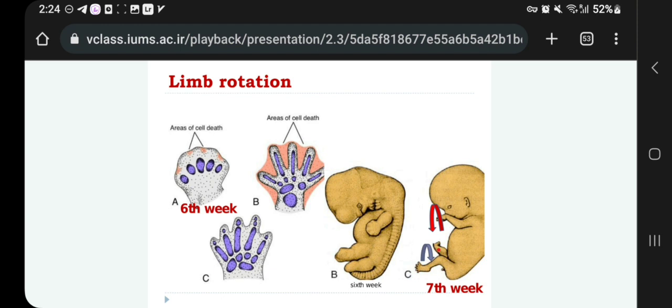Put all the important events from the 4th until the 7th. 4th and 5th, limb bud. 6th, we have a hand plate and foot plate, and also making the cartilage. 7th, we have a rotation, laterally in the upper limb, medially in the lower limb, about 90 degrees, and also differentiation of muscle in the 7th week.